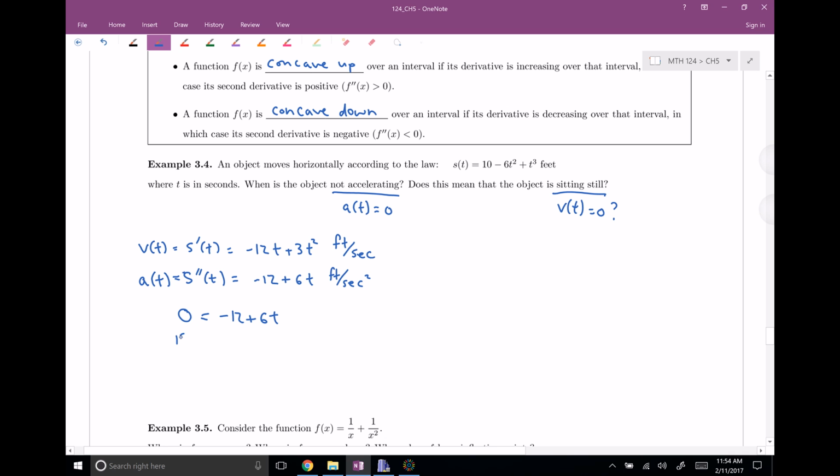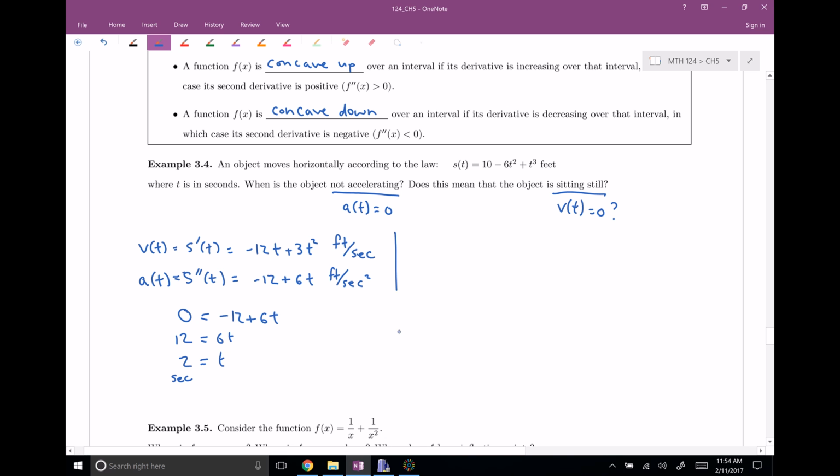And we can solve this. 12 is equal to 6t, therefore t is equal to 2. Of course, include units anytime you can, so this is going to be 2 seconds. I'll just put it right down here. I didn't leave myself enough room. So at 2 seconds, the object is not accelerating.